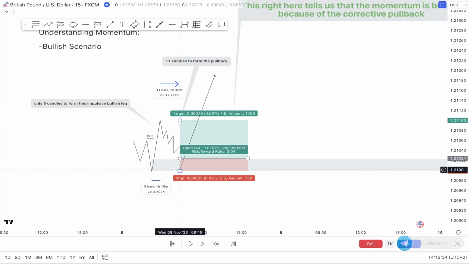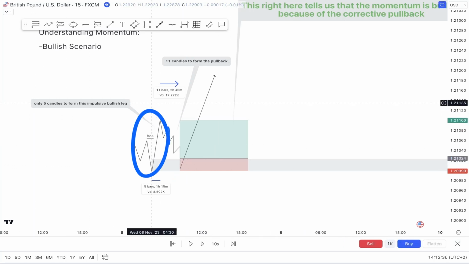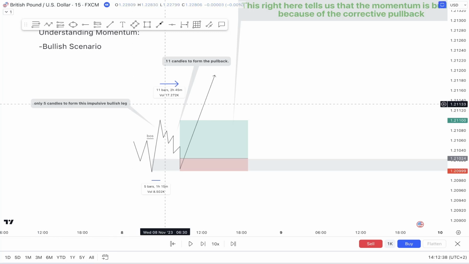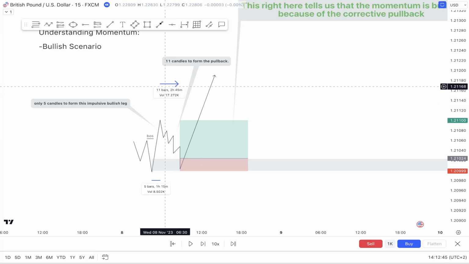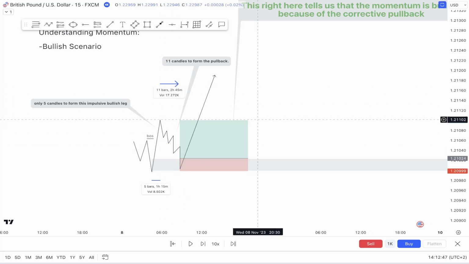Once again, we have an impulsive leg that only took price 5 candles to form. Okay, and after that, we had a corrective pullback because it took the price 11 candles to form it. So that clearly tells us that the overall momentum is bullish.